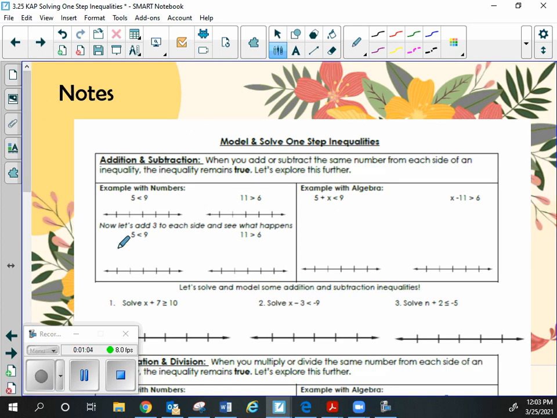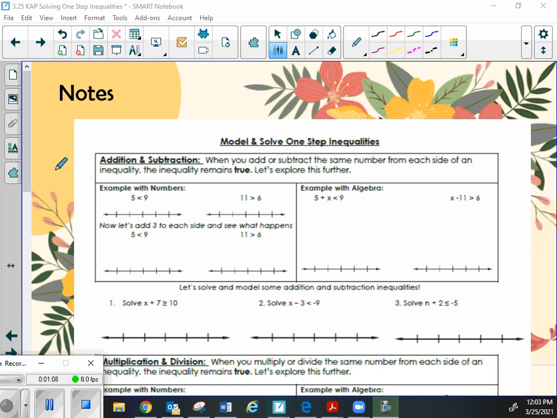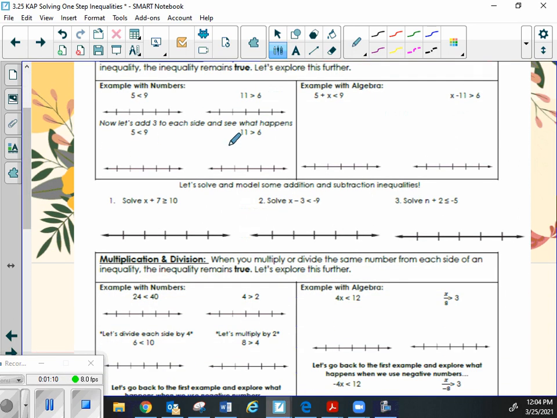hopefully we remember that. Okay, so these are the notes. Starting at the top, I'm going to skip over. I'm not going to do a lot of these graphs because I don't think they're completely necessary, but just see if you agree or disagree with me. Do we agree that 5 is less than 9? Yes, I'm going to put a check mark. Do we agree that 11 is greater than 6? Yes, okay, those are both true statements.